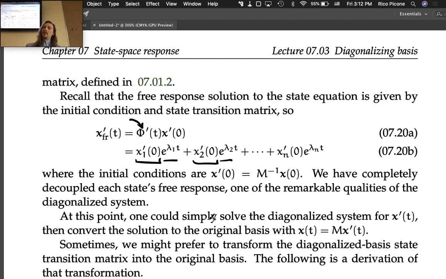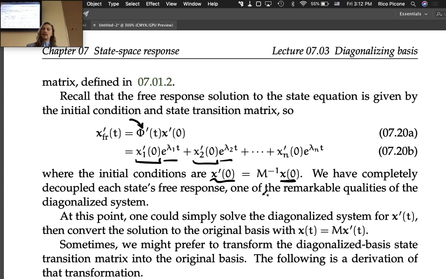Also, if you're going to work in the primed coordinates, you need to transform your initial conditions, because presumably they came in the original basis when your problem was defined. So you have to transform them in the same transformation as every other x variable that you have to get into a primed basis. You need to go through this transformation.